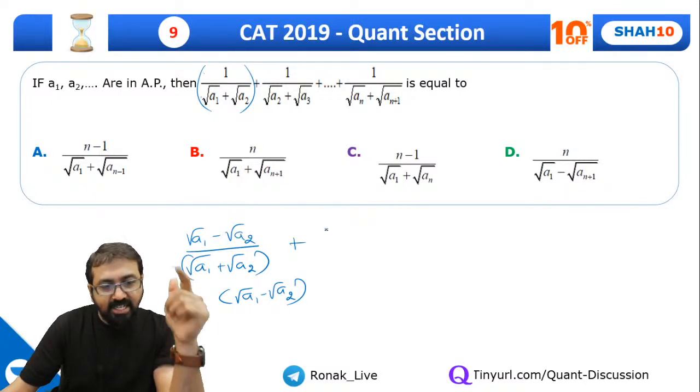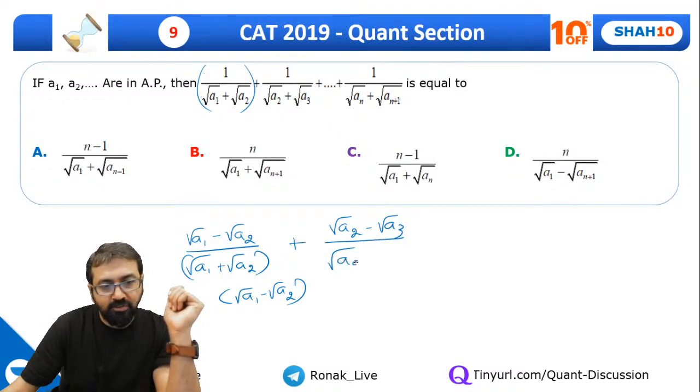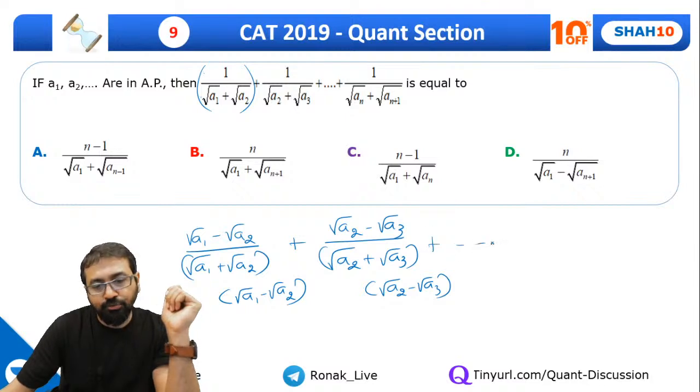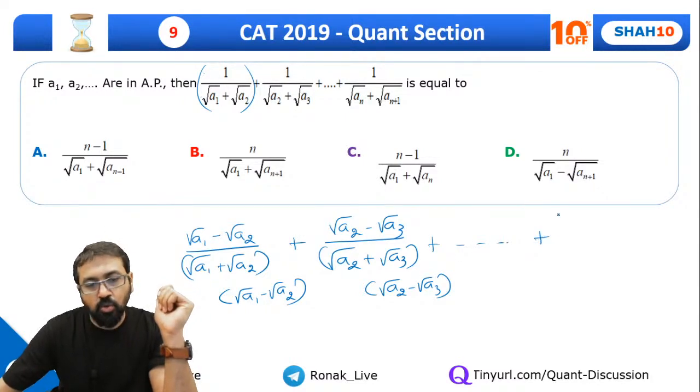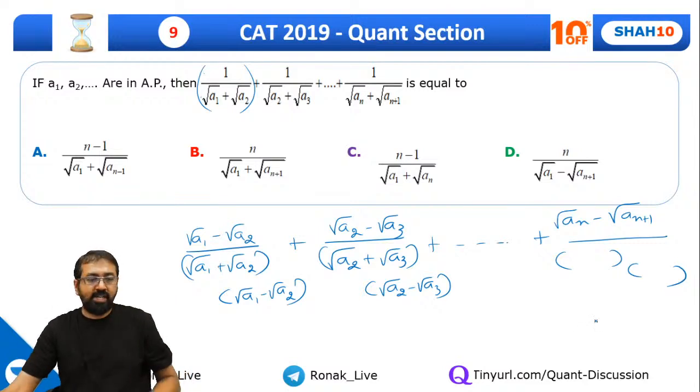Plus the second term will be multiplied by under root of a2 minus under root of a3 in both numerator and denominator. So we'll get under root of a2 plus under root of a3 in the bracket, under root of a2 minus under root of a3, and so on and so forth. The last term will come out to be under root of an minus under root of an plus 1 upon the same thing, the same two brackets. I really don't need to write.